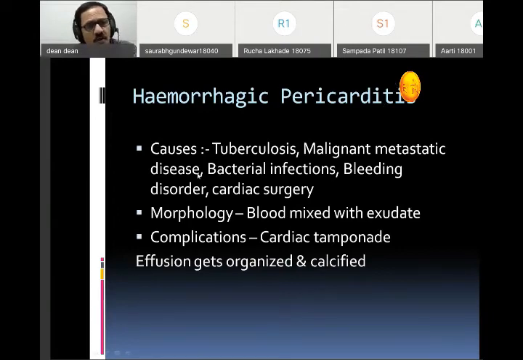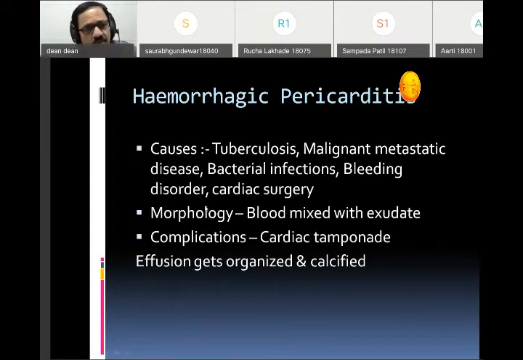What are the causes? Never forget. Whenever there is a hemorrhagic pericarditis, first is tuberculosis. Second is malignant tumors. Along with that, these are the rare causes: bacterial infections and bleeding disorders. If the patient is having a bleeding disorder, that will lead to formation of the hemorrhagic type of pericarditis. And the last one is cardiac surgery. In cardiac surgery also, this is one complication that will lead to hemorrhagic type of pericarditis.